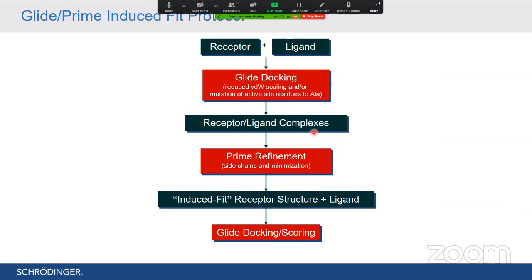And then this complex is further refined by Prime, for homology modeling and loop refinement. Prime is a very famous tool. This algorithm takes care of side chains and minimization. Then you try to create an induced fit scenario, where at the end you need to rescore using Glide. So you can see it's a combination of Glide and Prime.